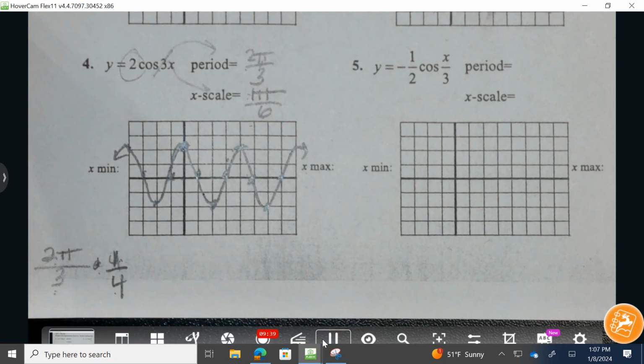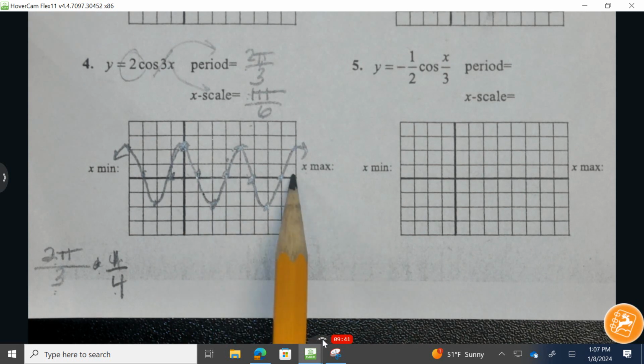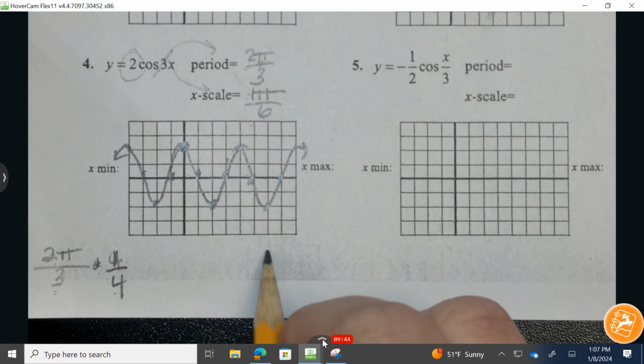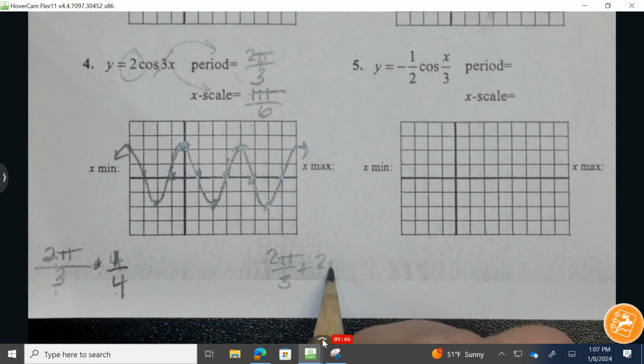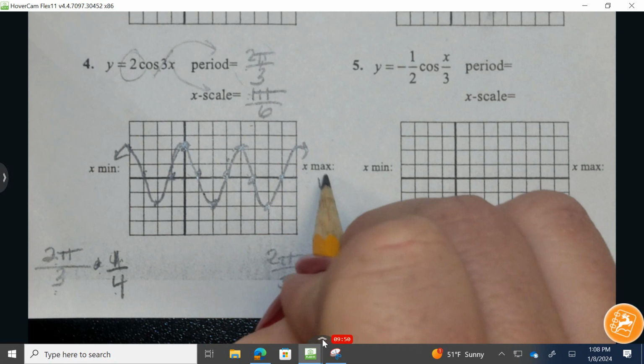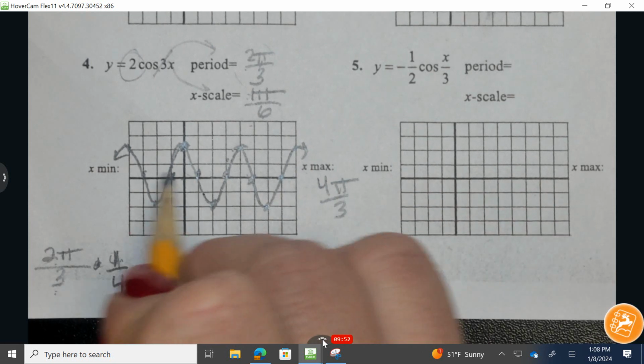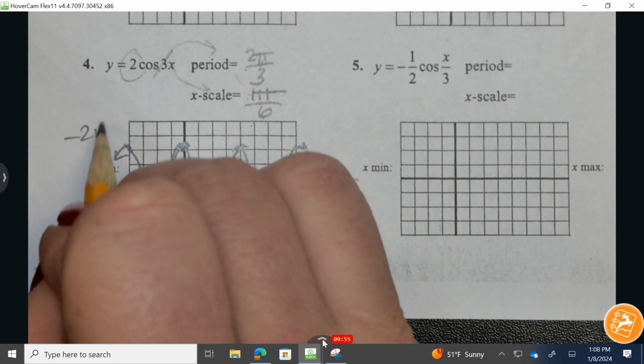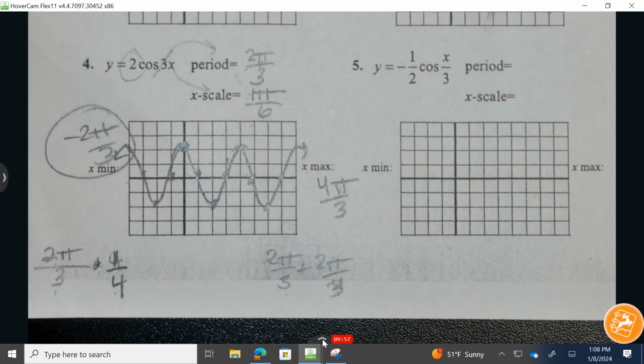All right, now let's identify. We have 2 cycles to the right, so I want to take 2 groups of 2 pi over 3 plus 2 pi over 3, which would be 4 pi over 3. So 4 pi over 3 to the right. There's only one cycle to the left, negative 2 pi over 3 to the left. Let's look at that.